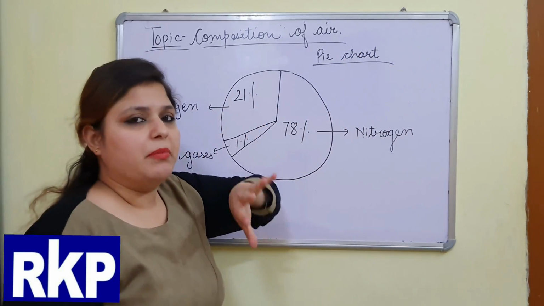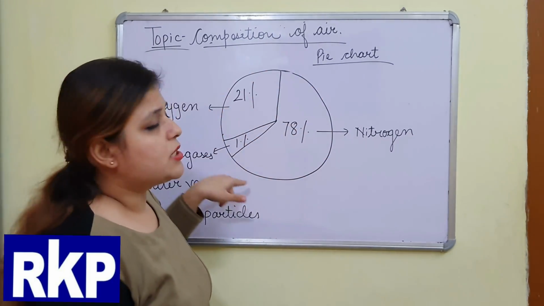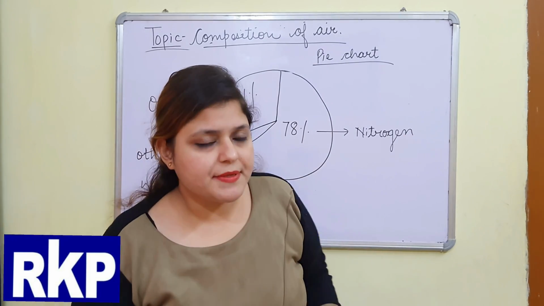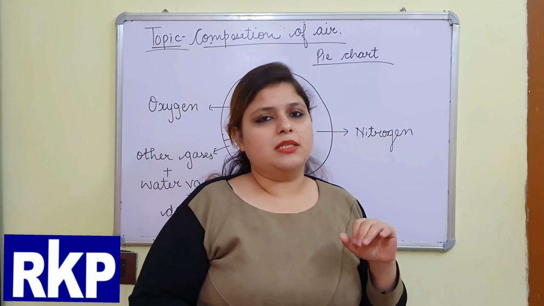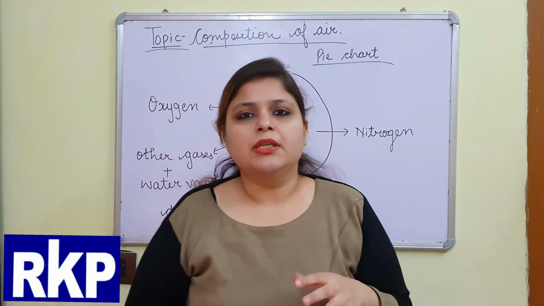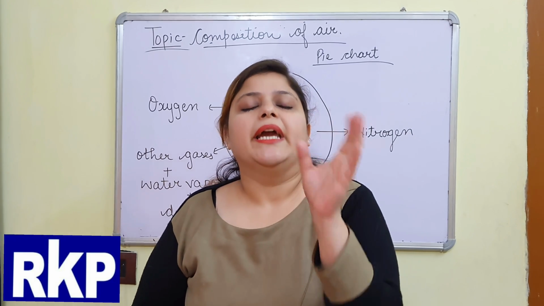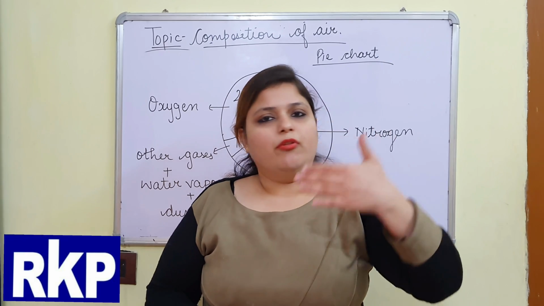What is a pie chart? This you will study in maths also. A pie chart is a type of chart represented in a circular form in which we show the amount of something in percentage form. It means how much percentage is present. Like you give papers, you give exams, you get marks. For example, you have scored 80 out of 100 or 90 out of 100.